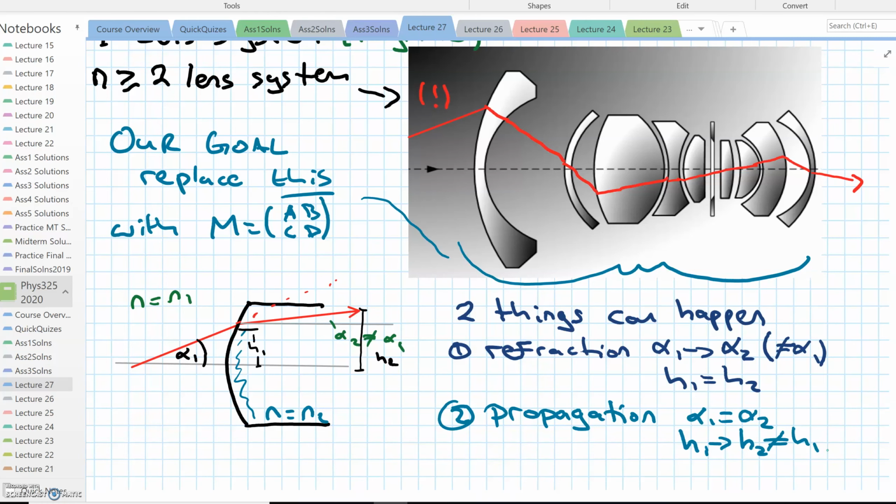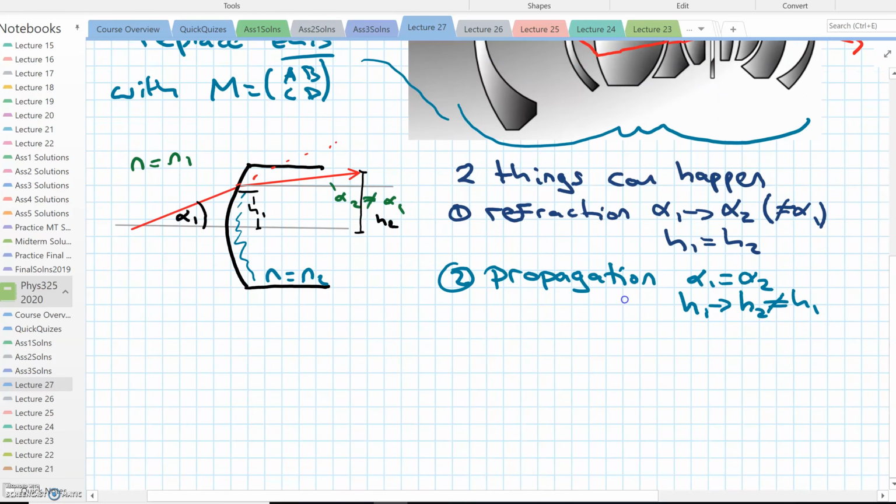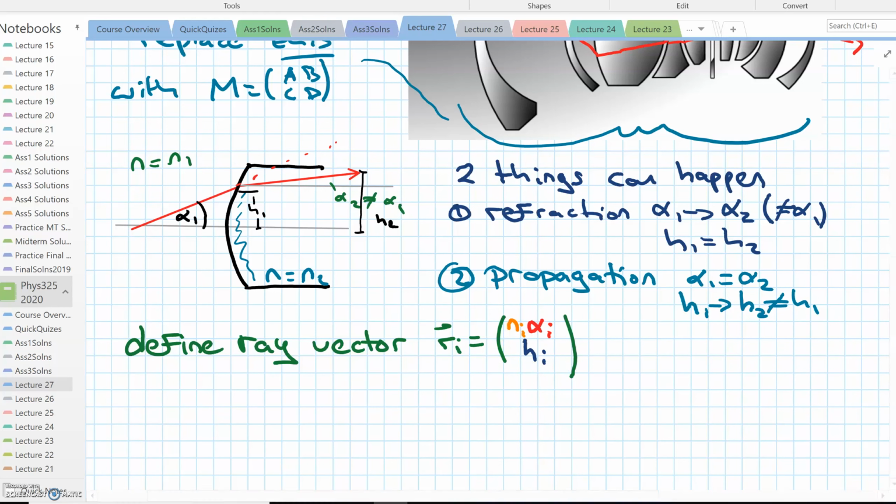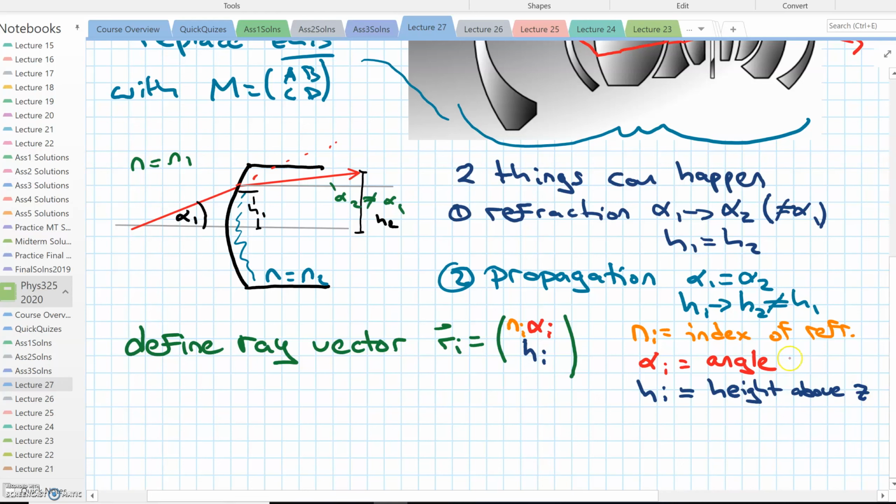So we need to only look at these two things, and we're going to shove them together in a vector. We're going to define a ray vector as follows. At a given point, our ray is going to be equal to the index, we have the angle, and we have the height, which is the height above the z-axis. And I should be more specific with the angle. It's the angle with respect to the horizontal. And that's it.